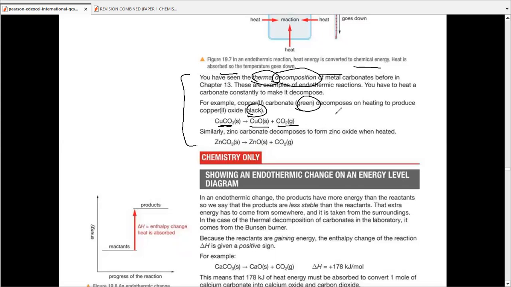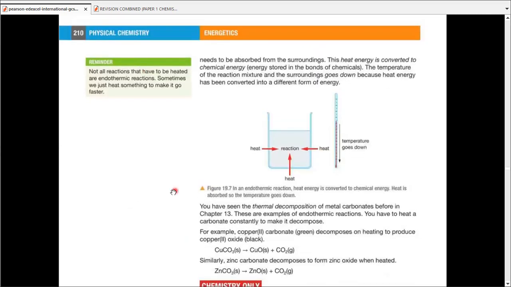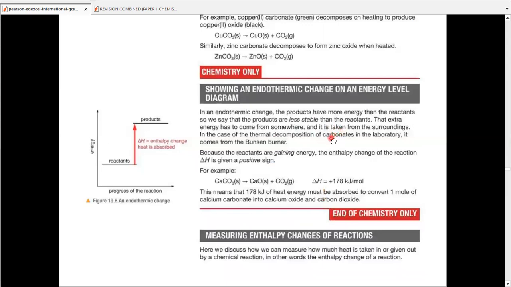These are the examples of endothermic reactions. So every time you face a thermal decomposition reaction and a single reactant is converted into multiple products with the help of heat, you would consider it as an endothermic reaction. All right. There is one important thing we need to keep reminded of. Not all reactions that have to be heated are endothermic reactions. Sometimes we just heat something to make it go faster, and we'll study it in the upcoming chapters.